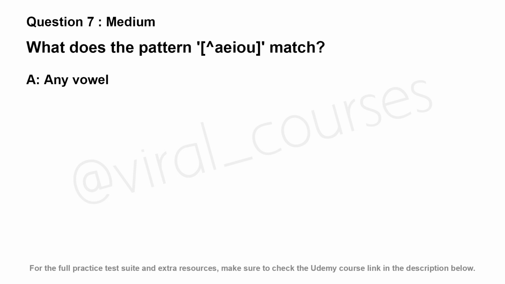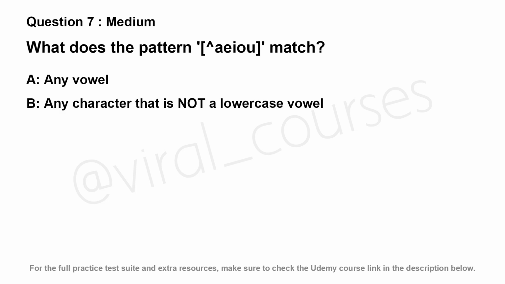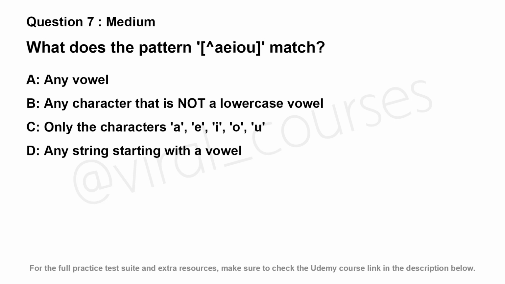What does the pattern [^aeiou] match? Option A, any vowel. Option B, any character that is not a lowercase vowel. Option C, only the characters A, E, I, O, U. Option D, any string starting with a vowel.